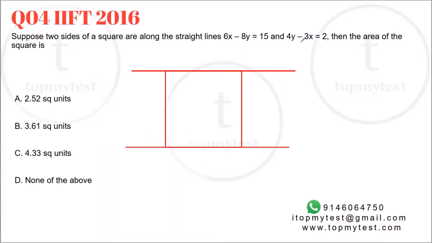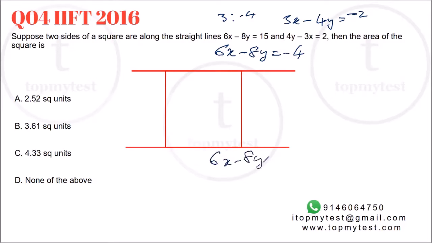How did I find out this is parallel? Let's rewrite this. I can write this as 3x minus 4y equals minus 2. Right, if you look at the ratio of x to y, 3 and minus 4, this is 6 and minus 8, which is same as 3 is to minus 4. So the slope of the two lines will be the same, which means these two are parallel to each other. Right, once you do that, we can solve this. Now either convert this into this format or this into this format. Let's multiply this by 2. You'll get 6x minus 8y equals minus 4. So the other line will be 6x minus 8y is equal to 15. So we have two parallel lines, right?